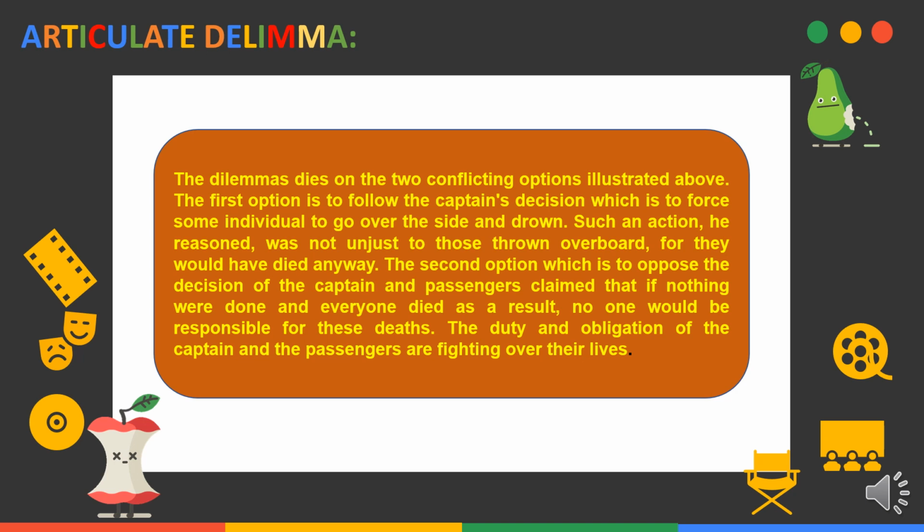The second option is to oppose the decision of the captain. The passengers claim that if nothing were done and everyone died as a result, no one would be responsible for these deaths. The duty and obligation of the captain and the passengers are fighting over their lives.